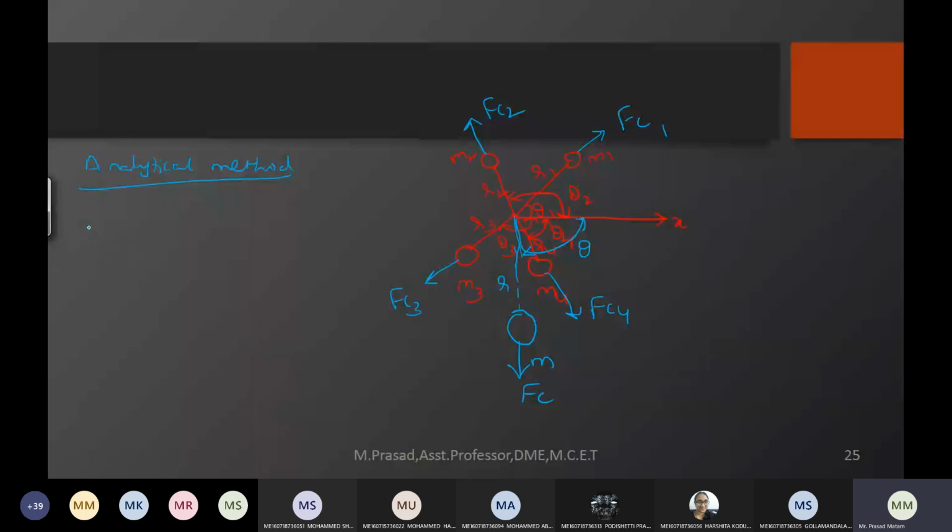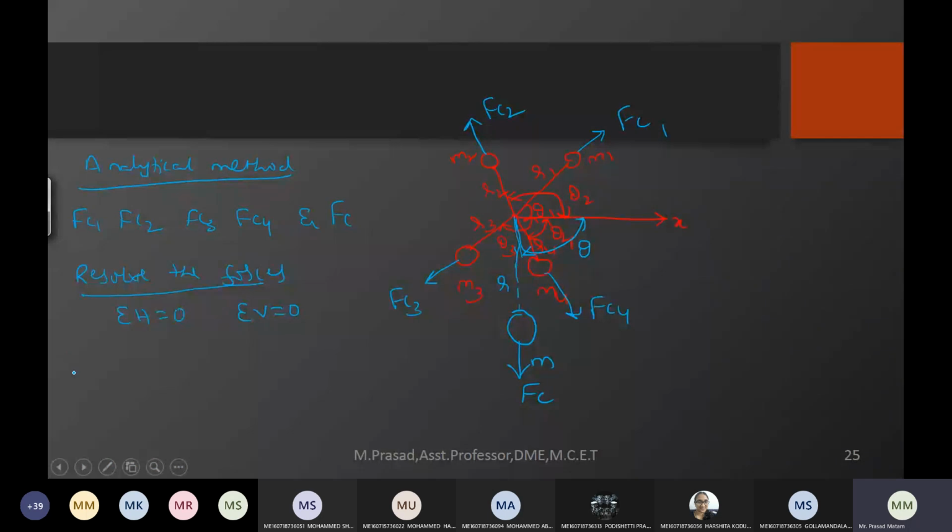Now resolve all the forces. What are the forces you are having? Centrifugal force Fc1, Fc2, Fc3, Fc4, and Fc. These four are the disturbing masses, balanced with the help of a single mass Fc. Now resolve all these forces along the horizontal axis and along the vertical axis. What are the conditions for resolving the forces? Sum of all the horizontal forces is equal to 0. Sum of all the vertical forces is equal to 0.